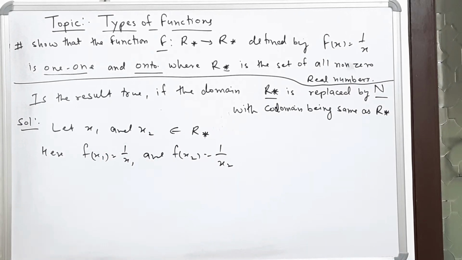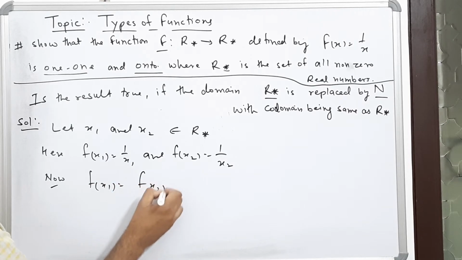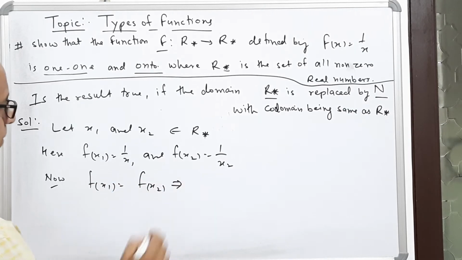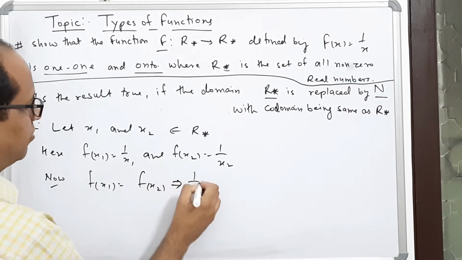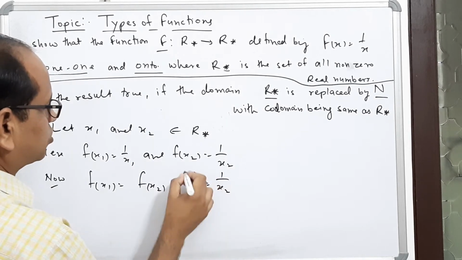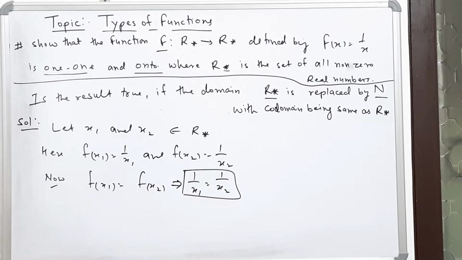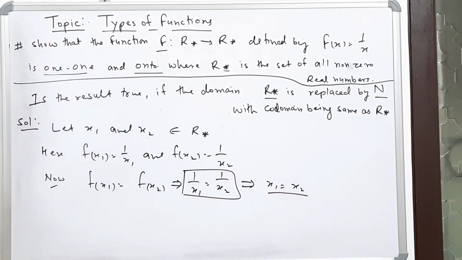Now this part is clear or not? Then suppose we take that f(x1) is equal to f(x2). It implies that f(x1), what is f(x1)? 1/x1, and this is 1/x2. Now you see this part. If I cross multiply, what you will find? You will find that x1 is equal to x2.